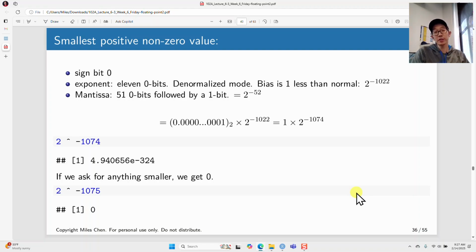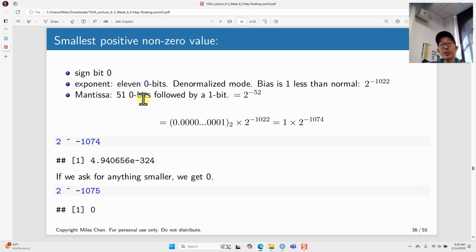Okay. The smallest positive non-zero value I can represent in double precision floating point is 2 to the negative 1074. It feels like a small number, but it's not zero. Basically, I have all zeros in the exponent. So I've got 11 zeros in the exponent. We're in denormalized mode, so my bias, normally 1023, here is going to be 1022.